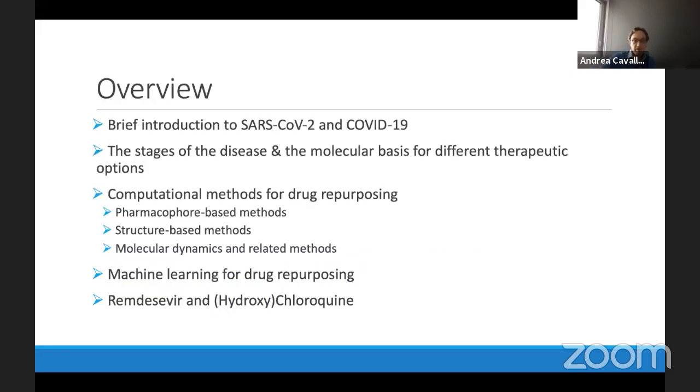This is the overview of my presentation. There will be a very quick introduction to SARS-CoV-2 and COVID-19, with particular focus on the stages of the disease and the molecular basis for different therapeutic options. And then I will move to computational methods for drug discovery, with particular focus on drug repurposing, also with a few words on machine learning for the same objective. And finally, if I have time, I would like to discuss with you the mechanism of action of two of the gold standards now for trying to fight COVID-19, Remdesivir and Chloroquine.